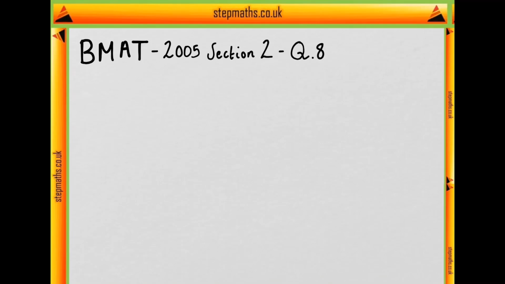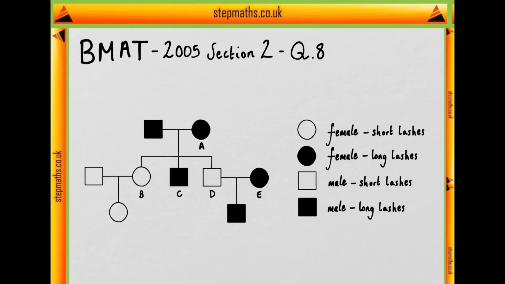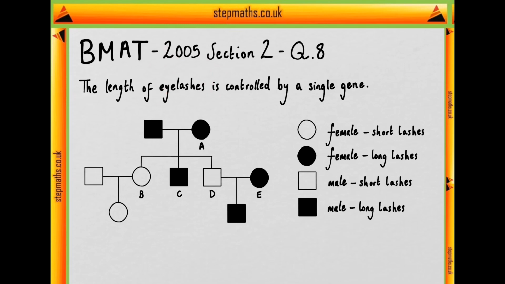In question 8 we're given the following inheritance diagram and we're told that the length of eyelashes is controlled by a single gene. Okay, so we're told that information, and this shows the reflection of that inheritance in a family with the circles representing females and squares representing males, and dark and light reflecting long or short lashes respectively.